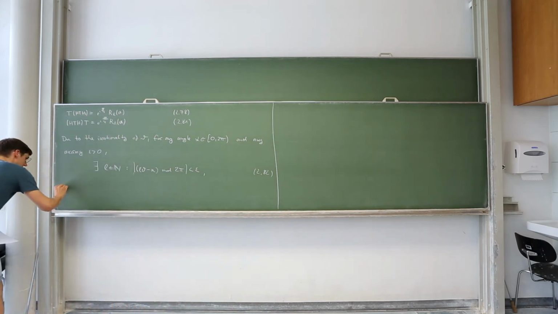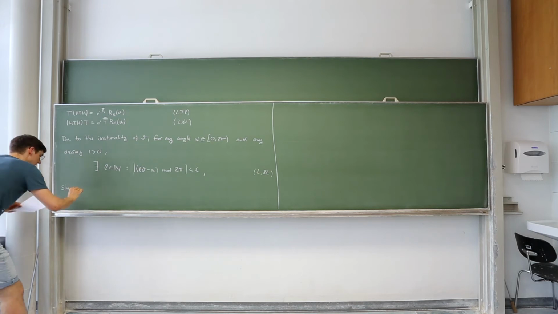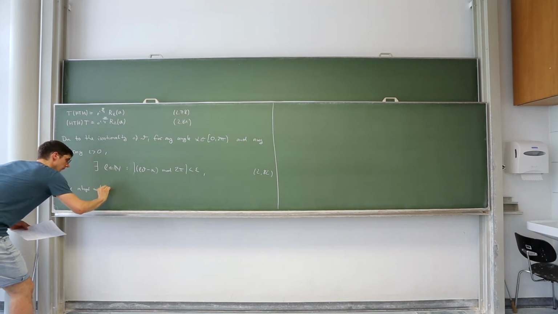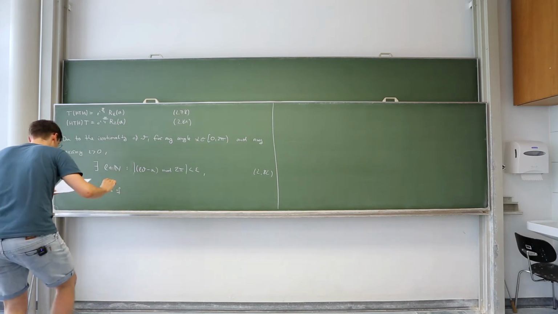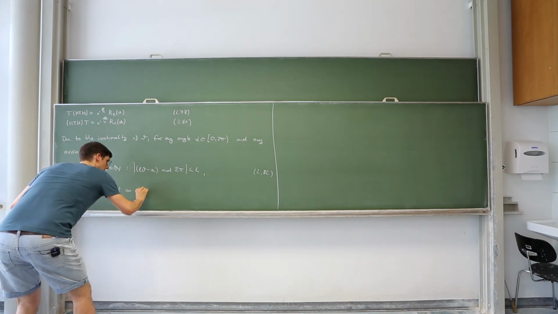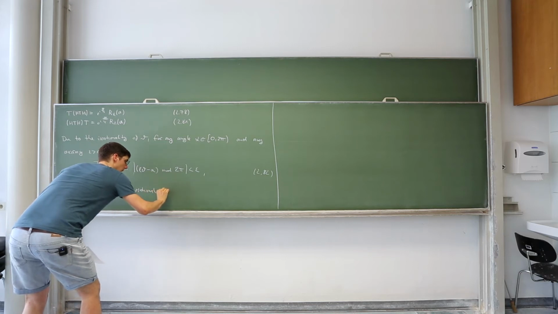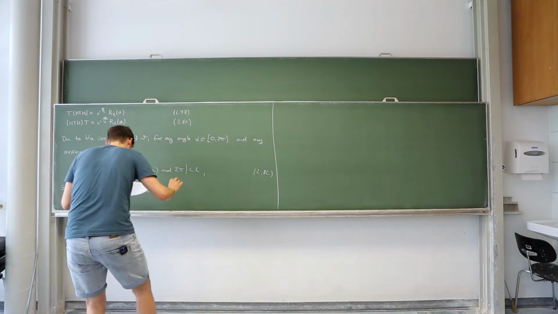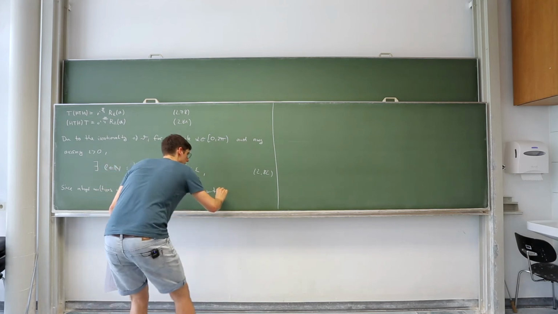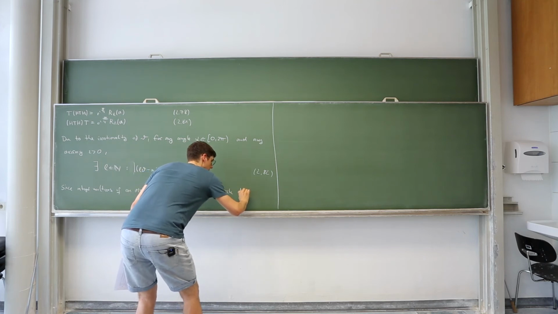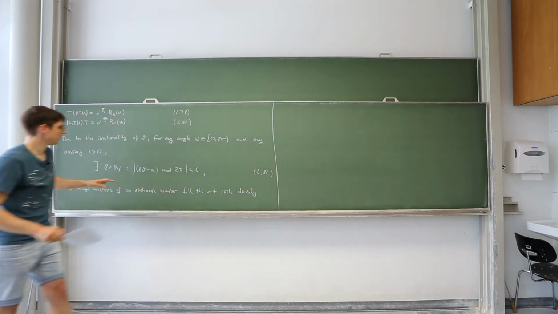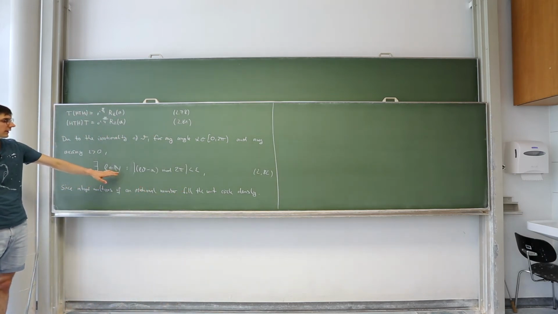And why? It's since integer multiples of an irrational number fill the unit circle densely.